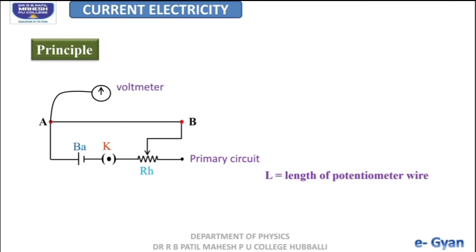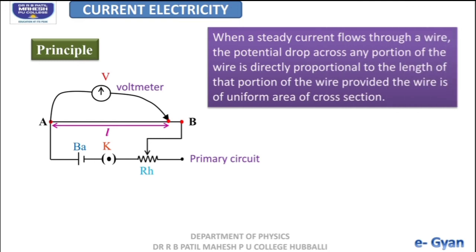Here this is length. For this length, we get some voltage V. Working principle of potentiometer: when a steady current flows through a wire, the potential drop across any portion of the wire is directly proportional to the length of that portion of the wire, provided the wire is of uniform area of cross section.